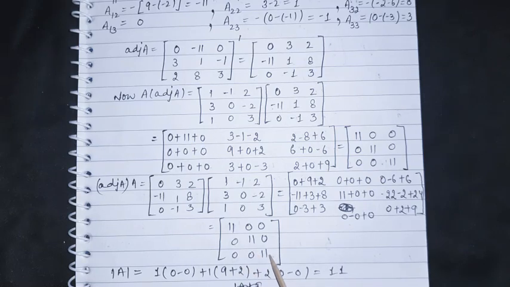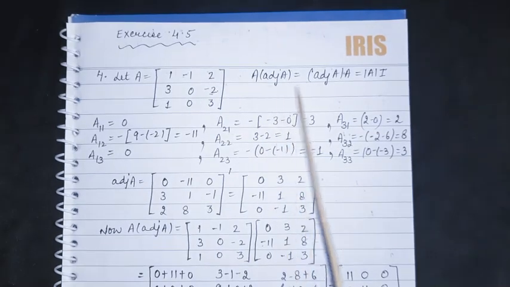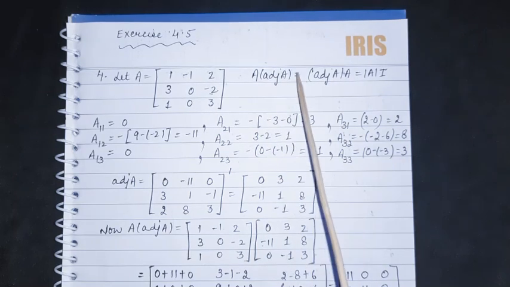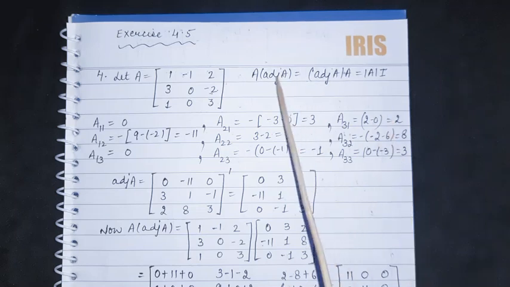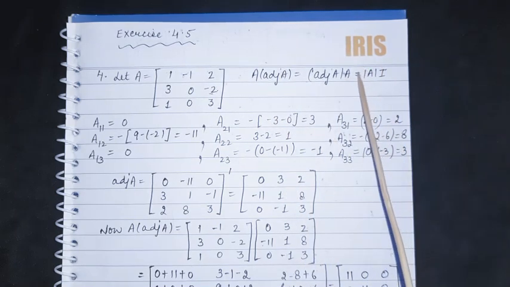0 0 0 11. Now our result was A into adjoint A equals to adjoint A into A equals to determinant of A into I. We are done with first two steps. Now we have to see the third one.